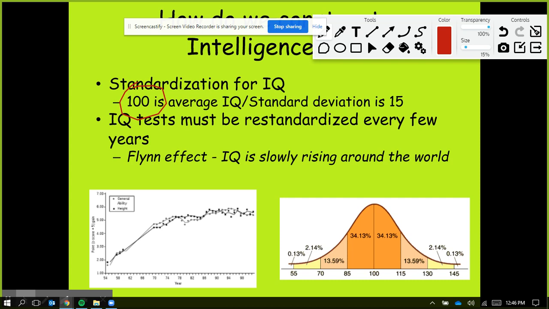The Flynn effect is this statistical anomaly that shows that IQ is slowly rising around the world. Actually, in the United States, it's gone down slightly. Up until the past couple years, it had been going up in the U.S. and then it started dropping. But in most modernized Western countries, they have found that IQ is slowly rising.